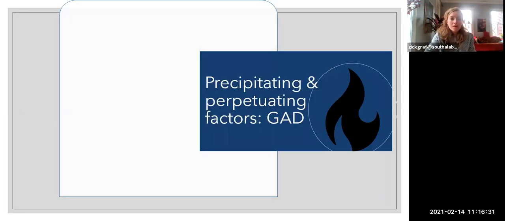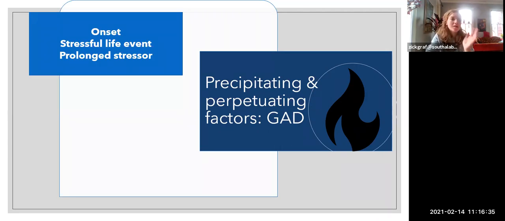So to review the precipitating and perpetuating factors of GAD: the onset of GAD usually comes with a stressful life event or a prolonged stressor. This can be a negative stressor like losing your job or a relationship breakup, or it can even be a positive stressor like getting married or moving to a new city to start a new job.